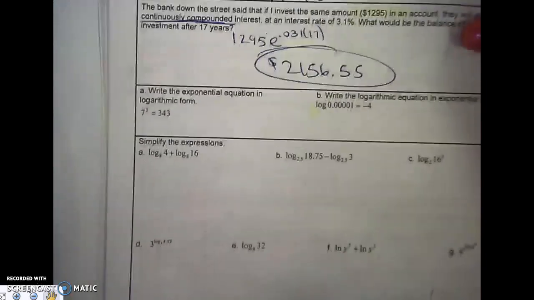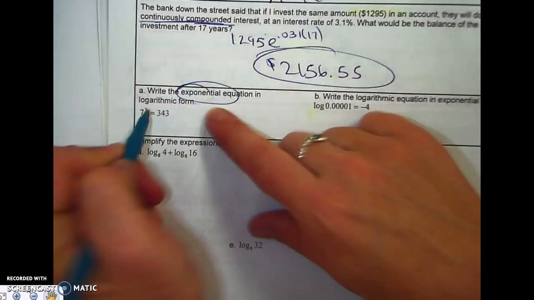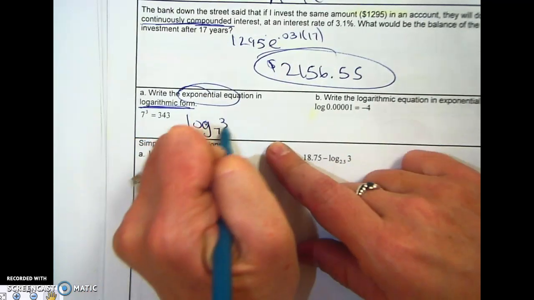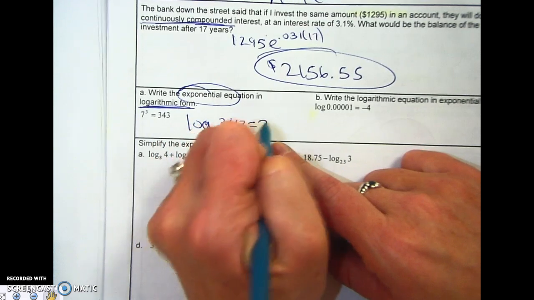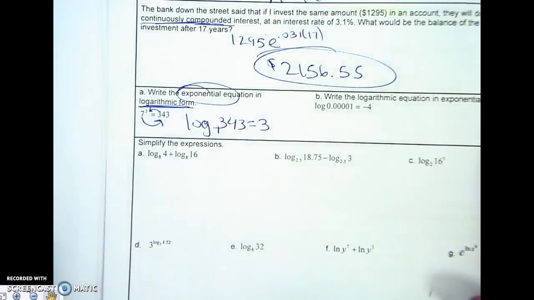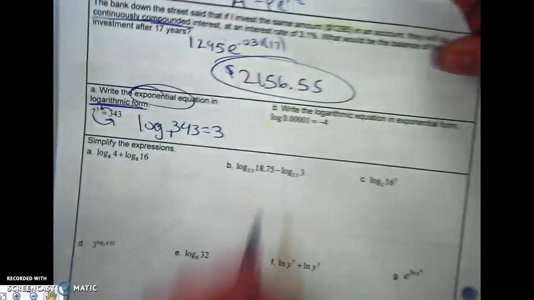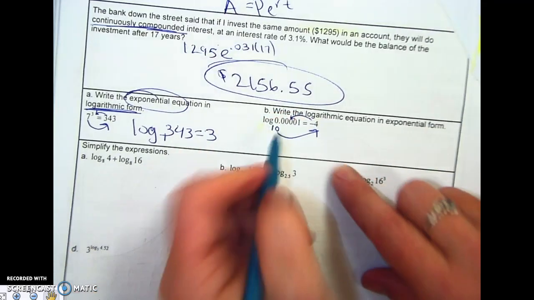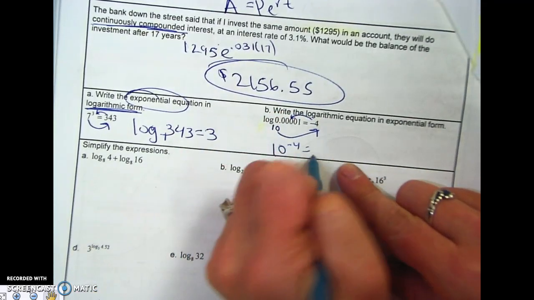Okay. This one, write it in logarithmic form. So log 7,343 equals 3. To remind you, that's when you do this, if you don't have it memorized by now. This one doesn't have a base, so you put it in base 10. And I go 10 to the negative 4th equals 0.123.